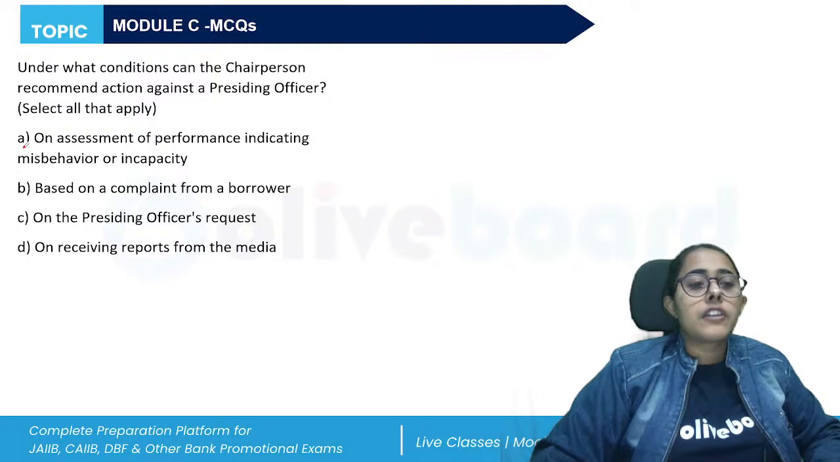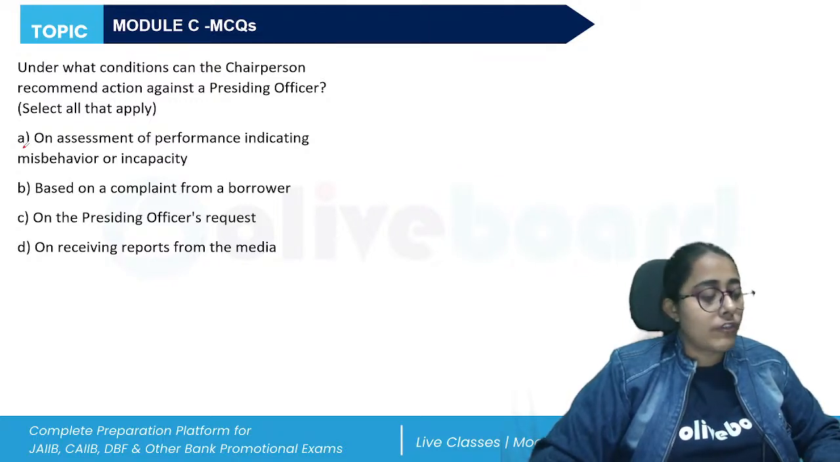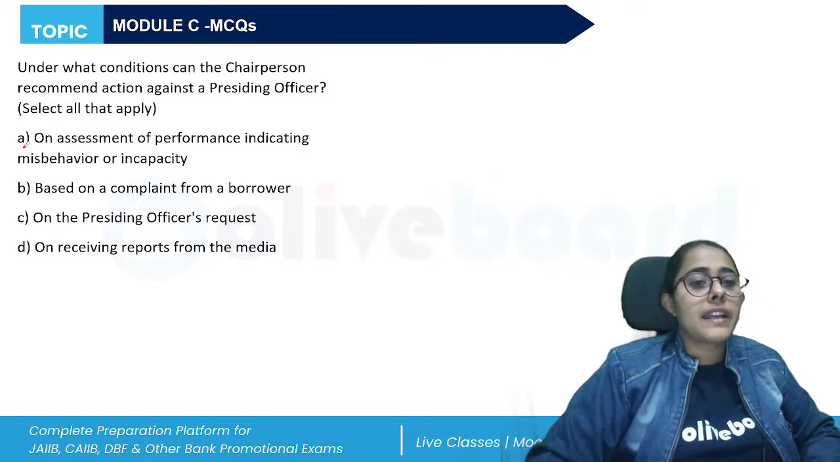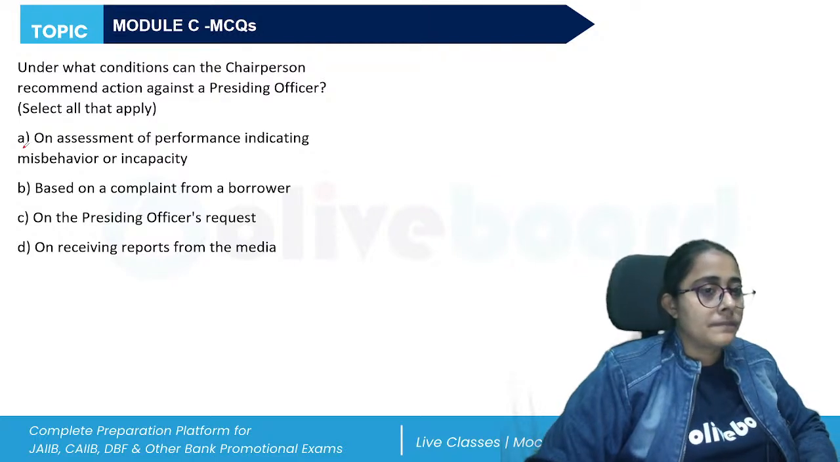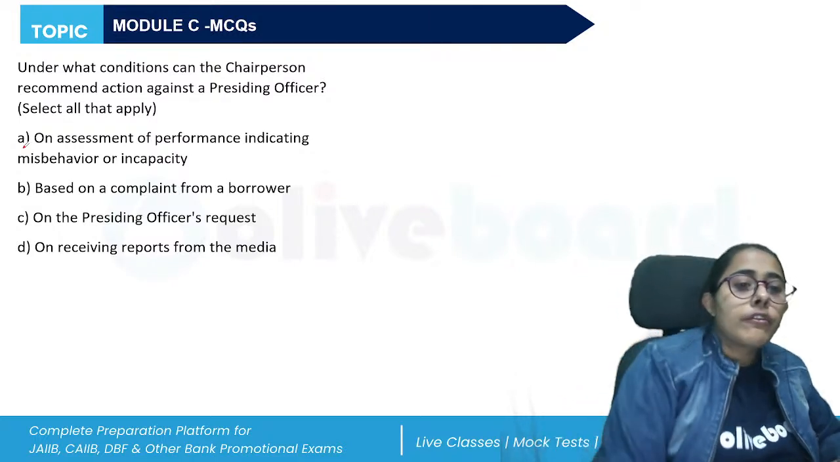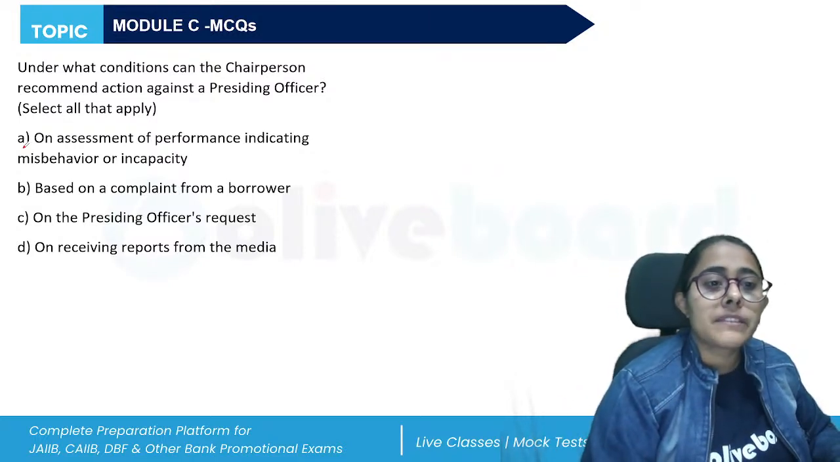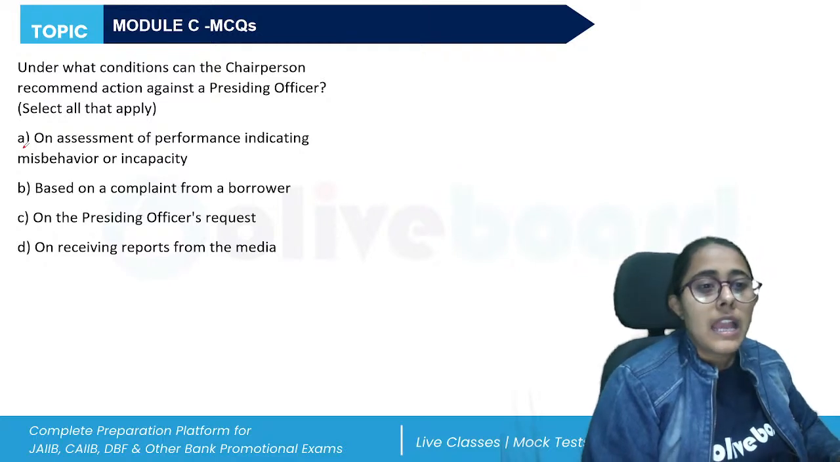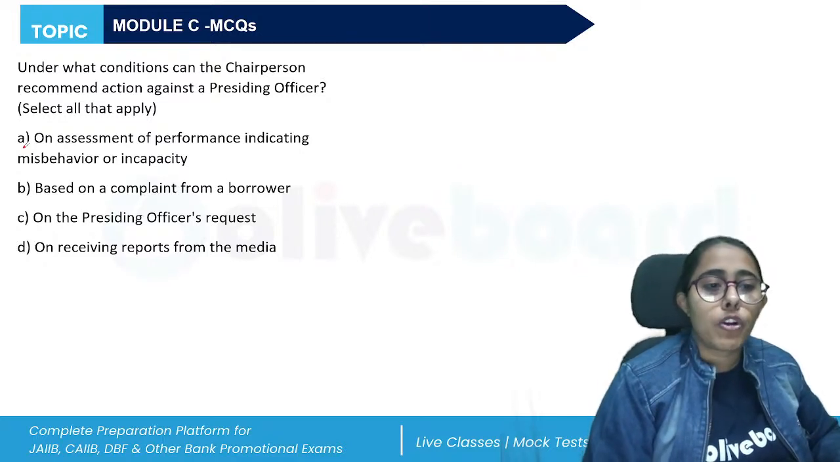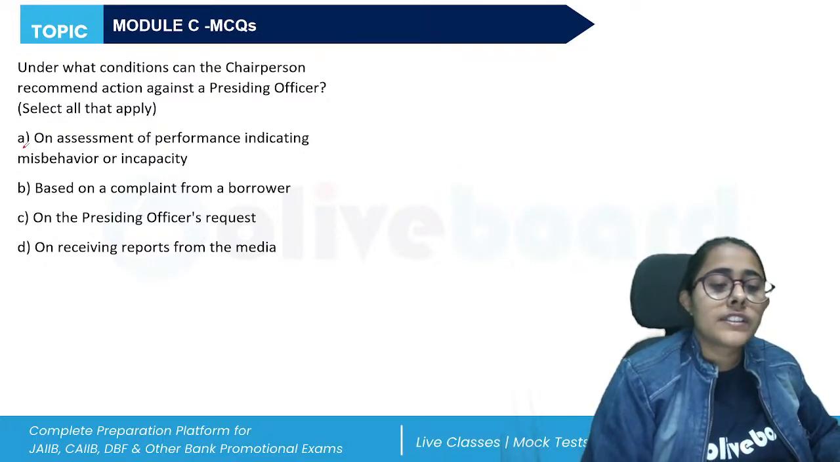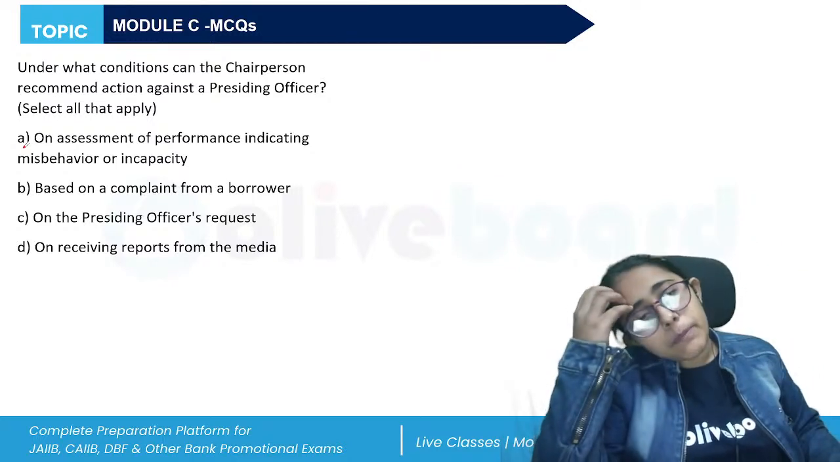Next, under what conditions can the chairperson recommend action against the presiding officer? The chairperson is appointed by the central government. Under which condition can they recommend action against the presiding officer? A, on assessment of performance indicating misbehavior or incapacity; B, based on a complaint from the borrower; C, on the presiding officer's request; D, on receiving reports from the media.